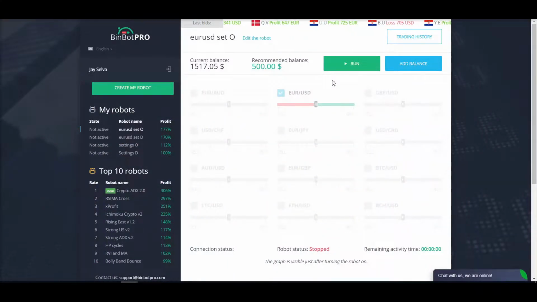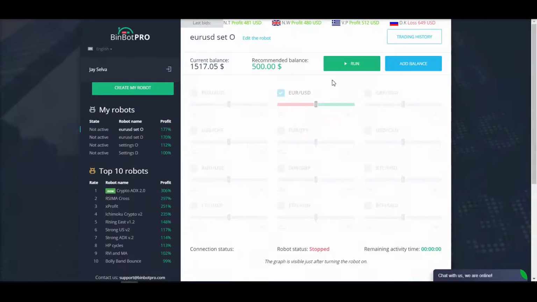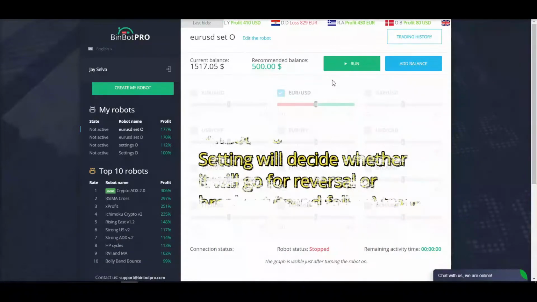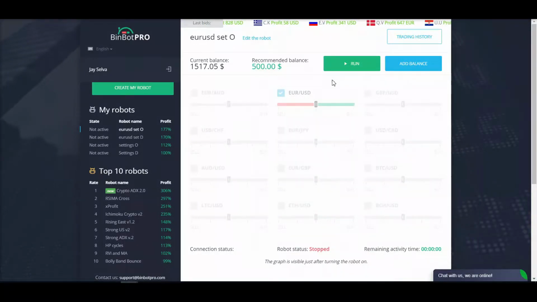Hence this is the reason why I choose RSI, the relative strength index, as a trigger to turn on the robot, because there is a high chance that the market price will react strongly towards a direction, depending on the market. These settings will of course decide whether it should go for a reversal trade or a breakout trade. A breakout trade means that it will follow the trend, or follow the direction of the breakout, while a reversal trade is one where we most likely trade in the opposite direction. The settings within Binbot Pro will actually decide which is suitable.